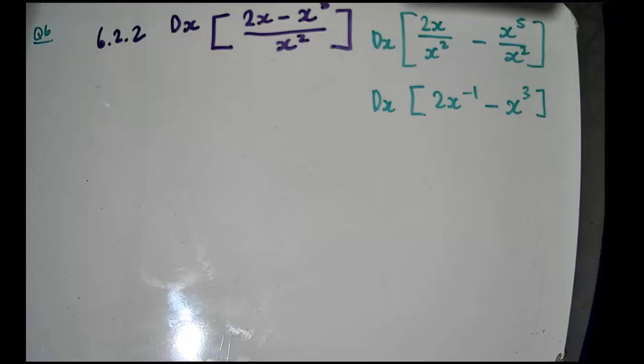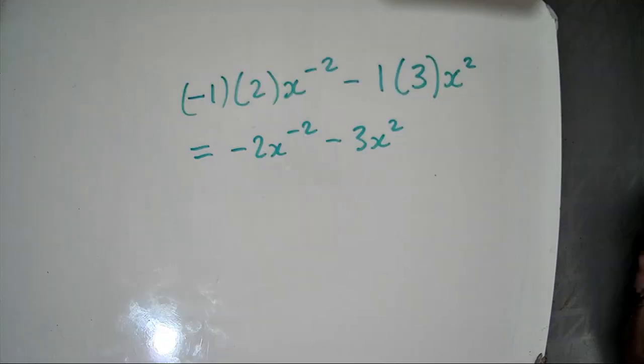Now I can carry on with derivatives. So moving that minus 1 to the front and subtracting 1 from the exponents, I'll get minus 1 times 2x to the minus 2 minus 3x. Right, you agree? Right, so we'll get minus 2x to the minus 2 minus 3x squared.